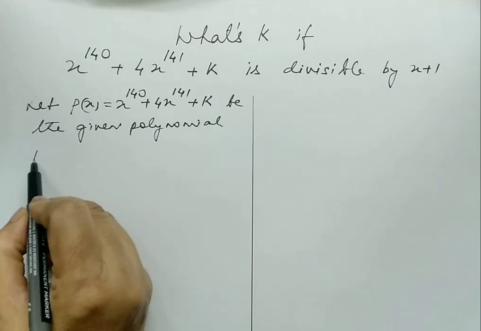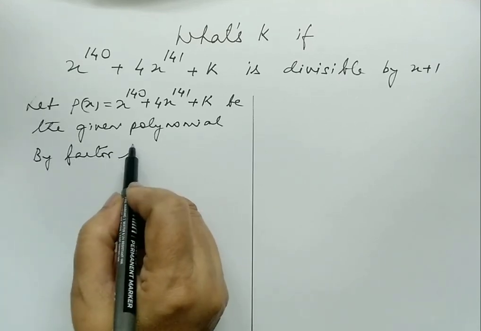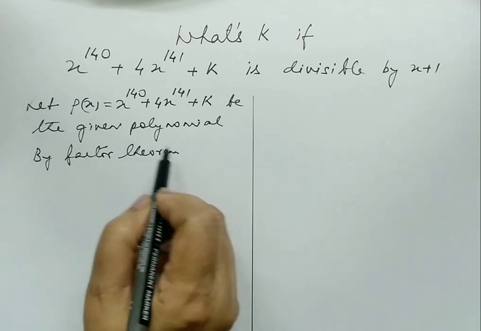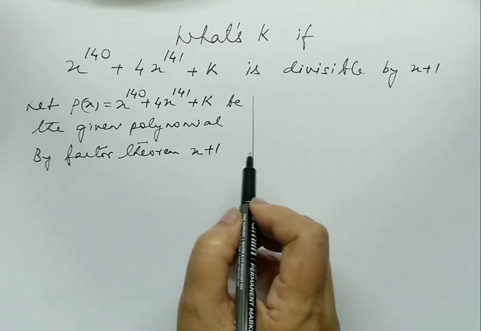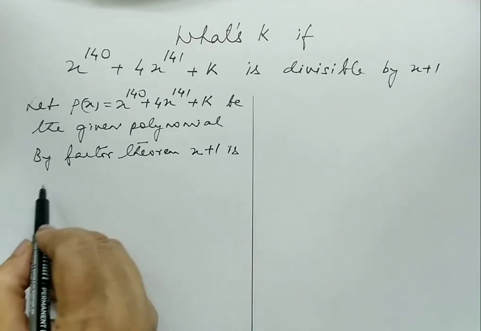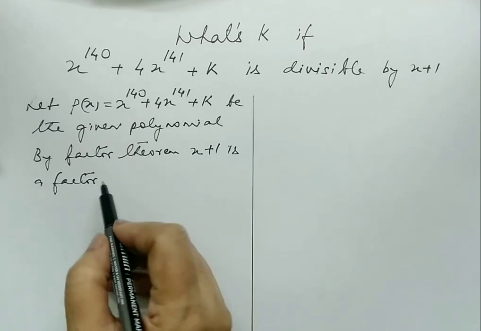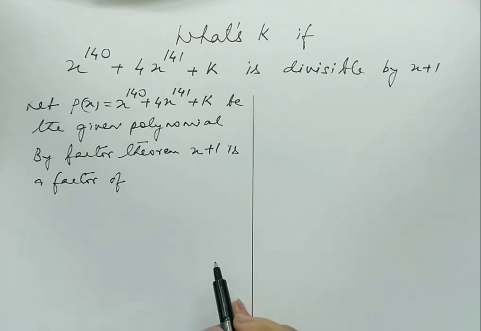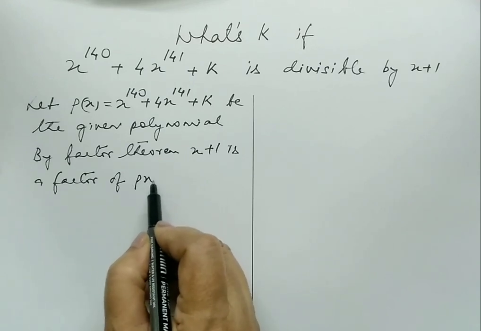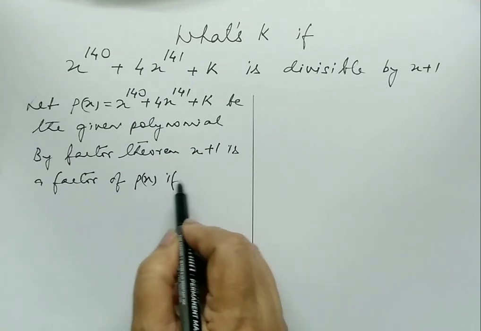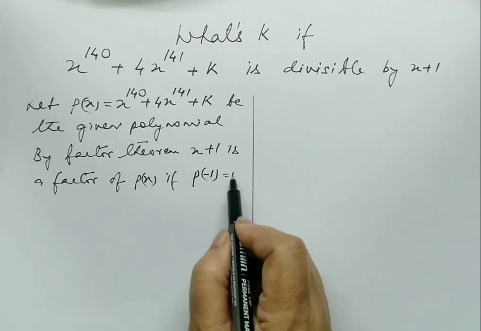So, by factor theorem, x plus 1 is a factor. So guys, you have to write these steps so that your answer goes concrete. You can't avoid them. They are important. If p of minus 1 equals 0.